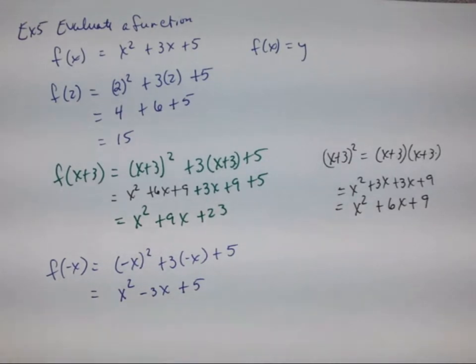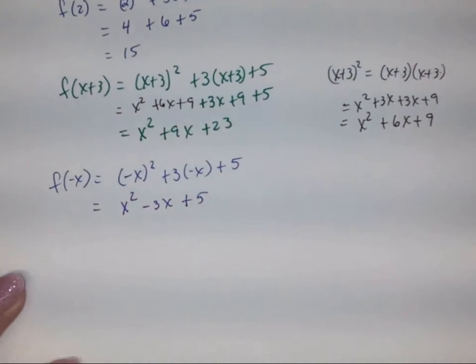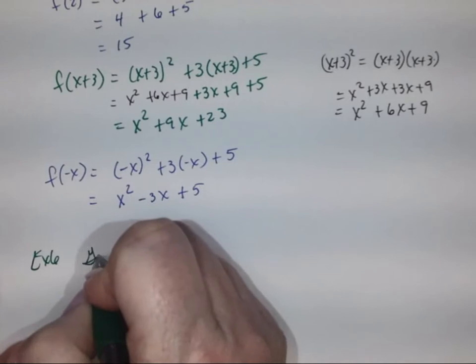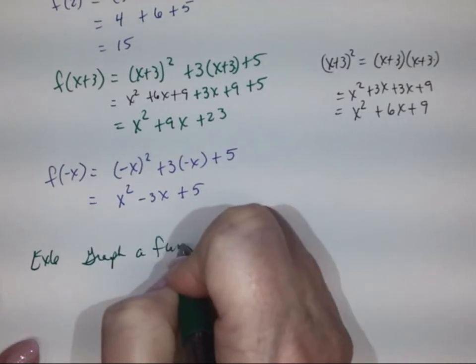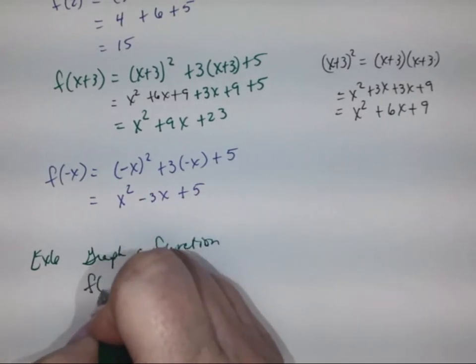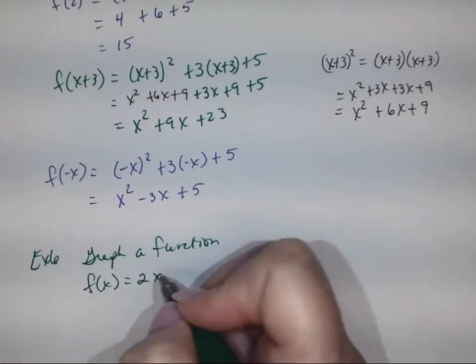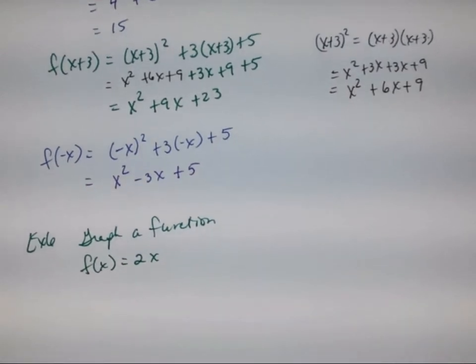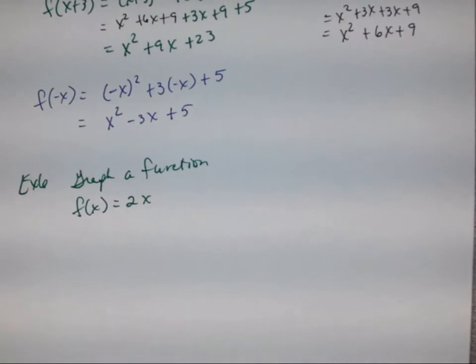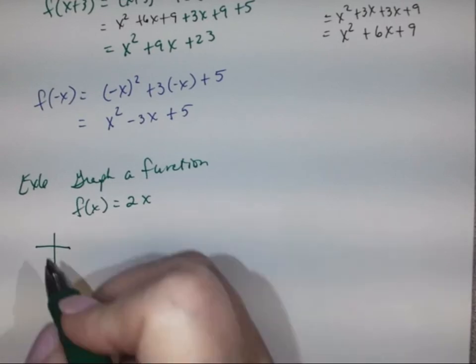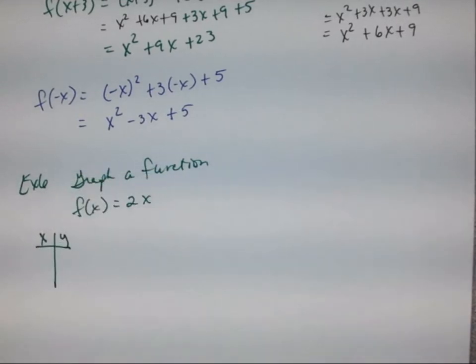All right, let's go on to example 6. So for example 6, we're going to graph a function. So the function we're going to look at is f of x is equal to 2x. So to graph this, we're just going to pick some points to use, and we're going to make a t-chart. It's a t-chart because it looks like a T. I'm going to put x and y. Remember, y is the same thing as f of x, so it's just easier to write y.